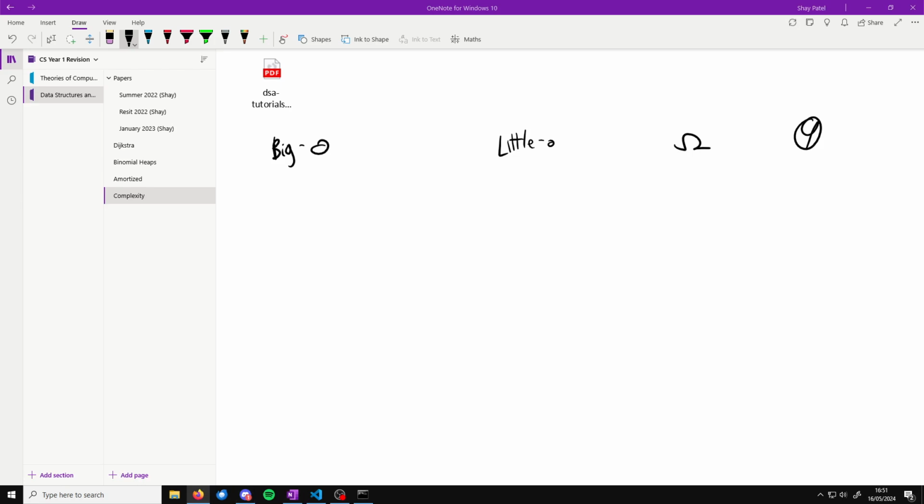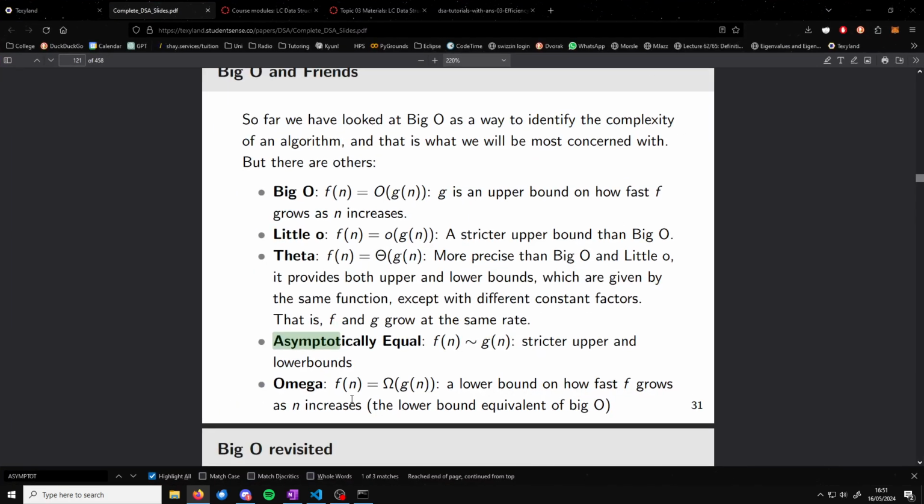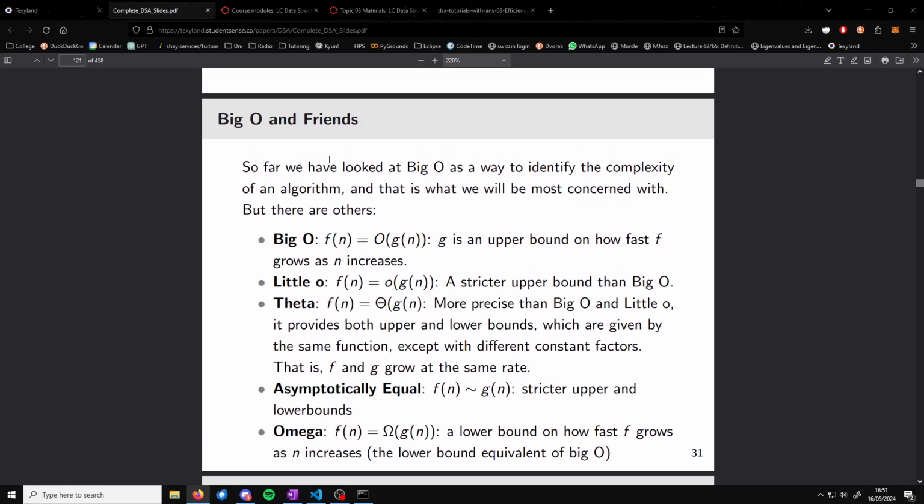Okay, so we've got all of these different measures, asymptotically equal. I'm not sure that we need to. I mean, it's not on the worksheet, and the only thing on the slides regarding that is that it's just strict upper and lower bounds, but we've not been told how to work that out. So we just need to be aware of big O and friends: big O, little o, theta, and omega.